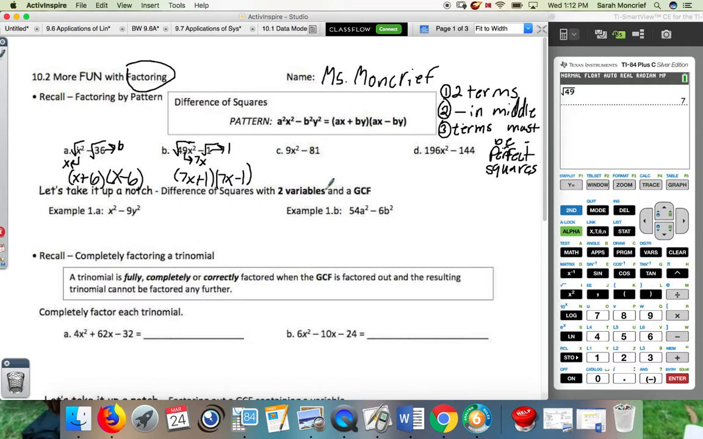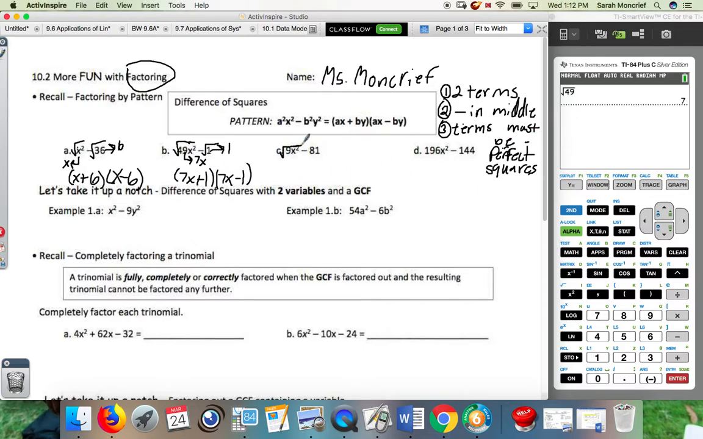Now let's check out C. We have 9x squared minus 81. So first of all, let's go through our list of things. Does it have two terms? Yup, it only has 9x squared and 81. Is there a minus sign in the middle? Yup, there's that minus. And now let's see if they're perfect squares.